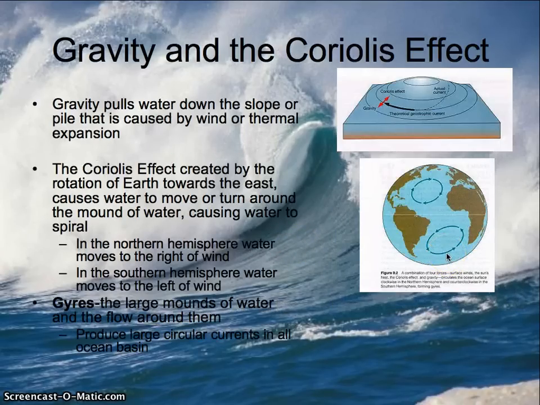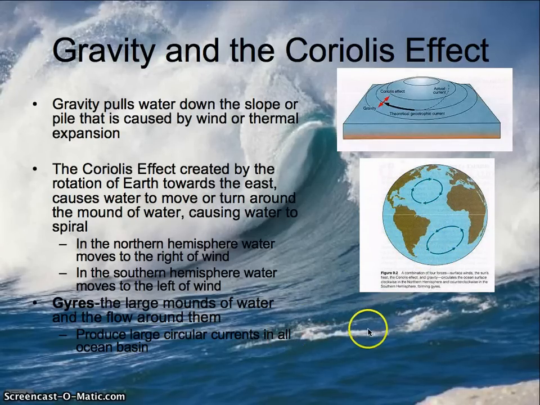The Coriolis effect is when gravity pulls water down the slope or the pile that is caused by wind or thermal expansion. The Coriolis effect is created by the rotation of Earth as it moves towards the east. This causes water to move or turn around the mound of water, causing a spiral. In the northern hemisphere, water moves to the right of the direction of wind. So it moves in this direction here. And then in the southern hemisphere, it moves to the left of the direction of wind.